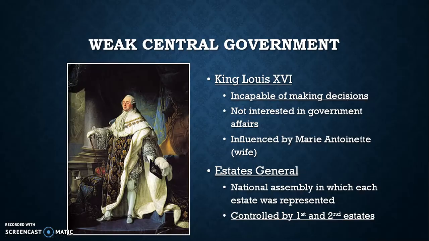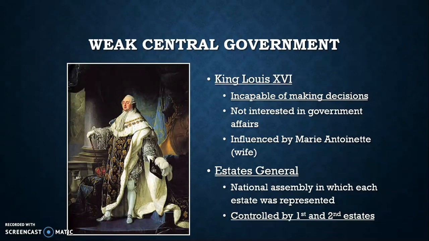During the late 18th century, France has a time period of weak central power. King Louis XVI came to power by hereditary rule. He had no interest in being king. He had no interest in government affairs. He was really incapable of making any decisions, and he was heavily influenced by his wife Marie Antoinette, who was not a popular figure in France.